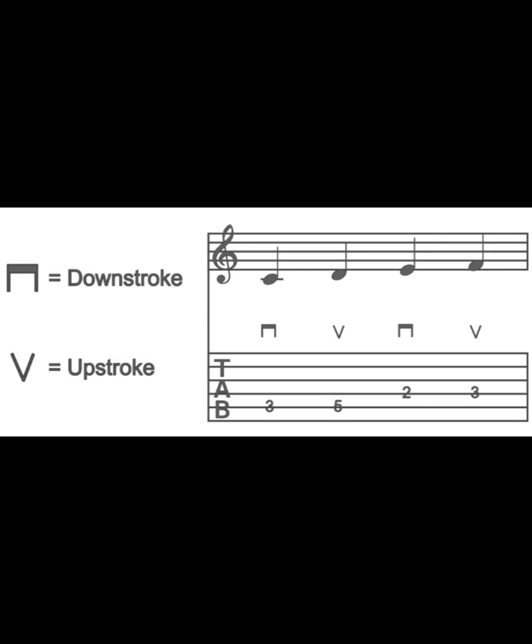Next, we are seeing the tab, which has 6 lines that represent the 6 strings of the guitar, and the number on the string represents the fret on which the note should be played. The downstroke symbol represents that we need to play in the downward direction, and the upstroke symbol represents that we need to play in the upward direction. Tab is a very useful tool in addition to just telling you where and what to play.